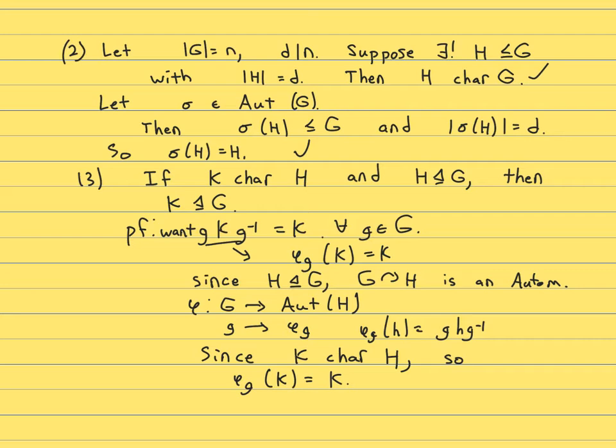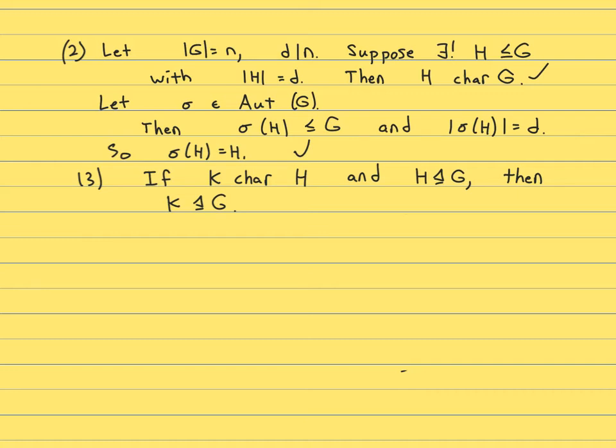And so the point is, when K is normal in H, we can't conclude anything about K being normal in G because we know nothing about conjugation of K by elements of G. But when K is characteristic in H, we can get the conclusion we want because conjugation by elements in G is actually an automorphism of H. Of course, they don't discuss this in the book, but you could ask yourself, well, we've got this new thing called being characteristic.